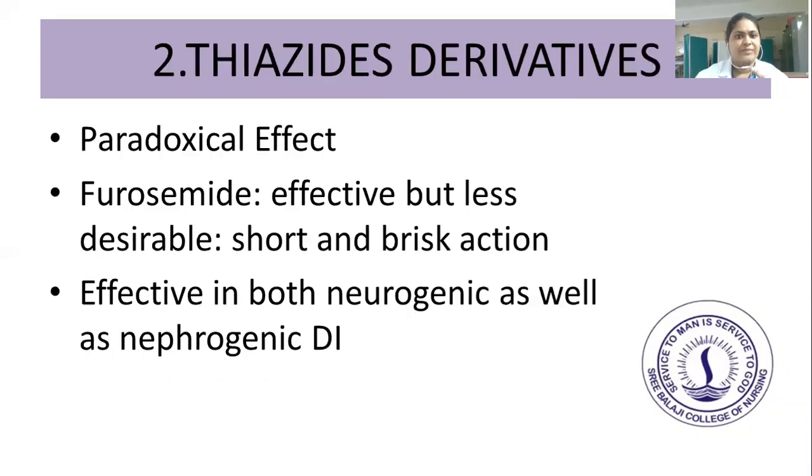Next, the second group is called thiazide derivatives. Mostly furosemide is a thiazide diuretic, which is effective but less desirable. It has a short and brisk action on the patient's kidney, and it is effective in both neurogenic as well as nephrogenic diabetes insipidus cases.